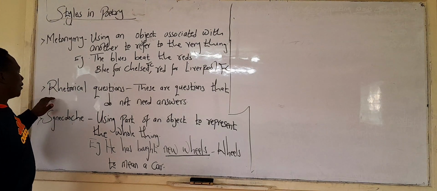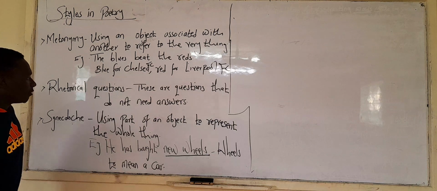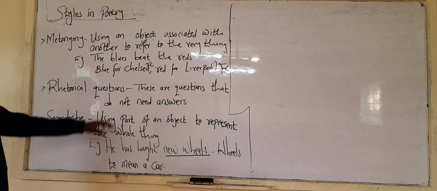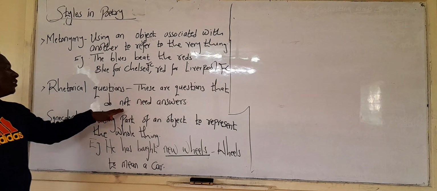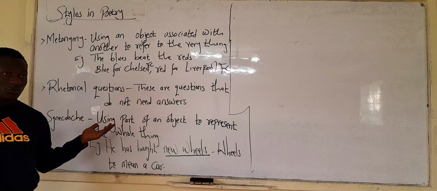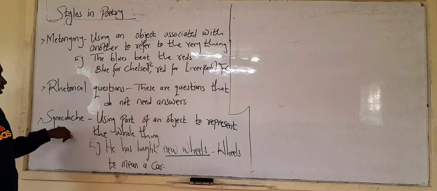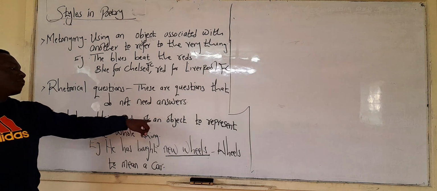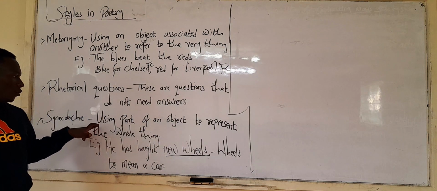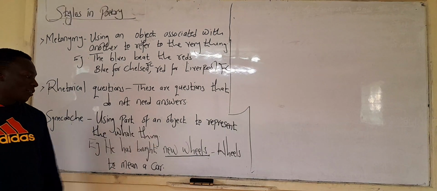So we have rhetorical questions. That's the next figure of speech. These are questions that do not need answers. I'm so sure you've come across this, maybe even when reading the set books, and you know what they are. So we have synecdoche, which is using part of an object to represent the whole thing.